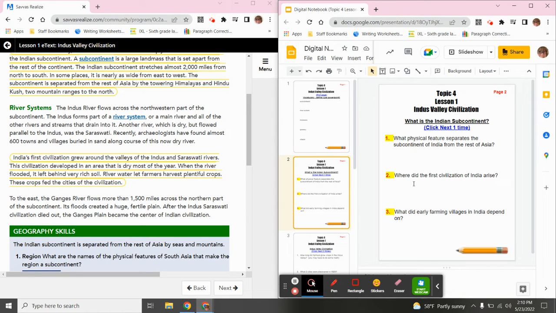Number 2, where did the first civilization of India arise?